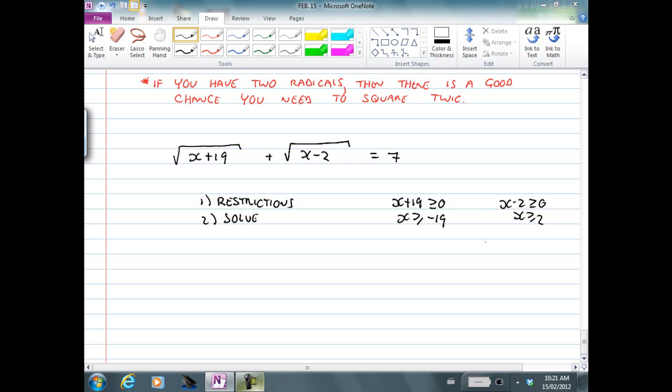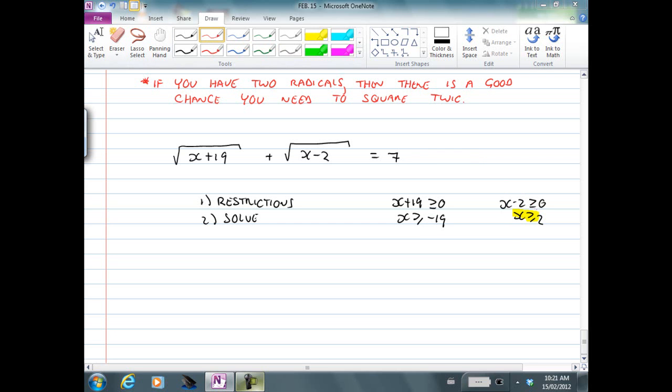Amar, which one is the dominant restriction? x is greater than or equal to negative 19. That's not the dominant one, and here's the reason why. Choose a number greater than negative 19. Is negative 18 greater than 2? No. So x greater than or equal to 2 is the main one. If a number is greater than 2, it's also greater than negative 19. So this is your dominant one. That's the key, so circle that as your restriction.